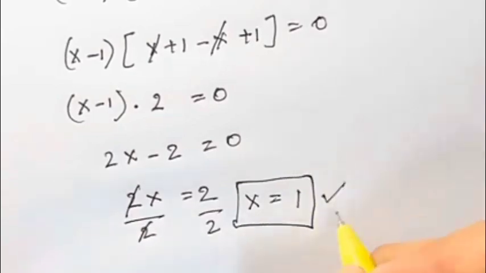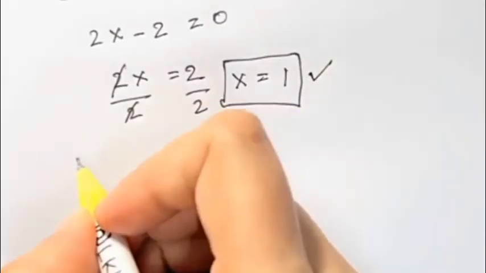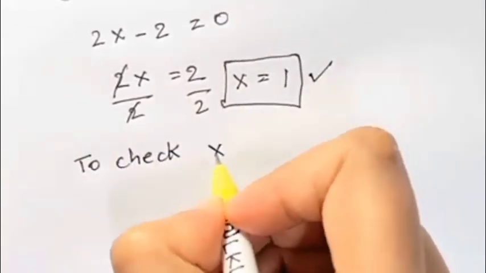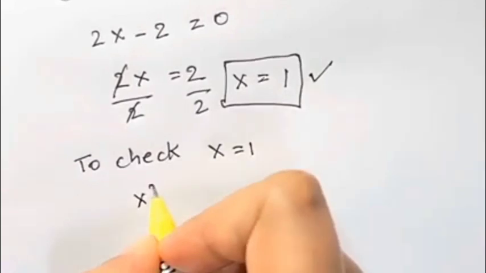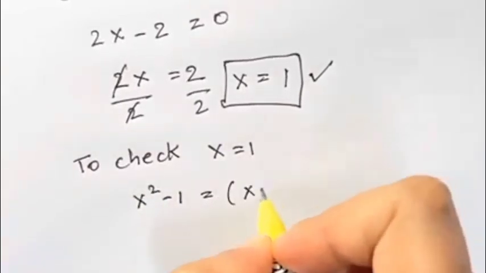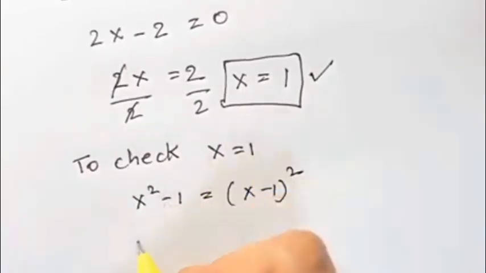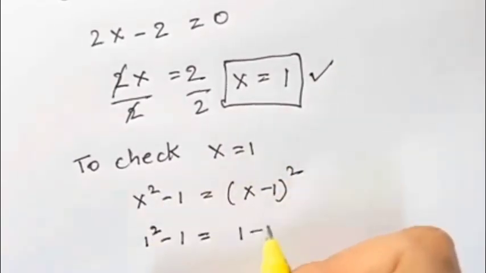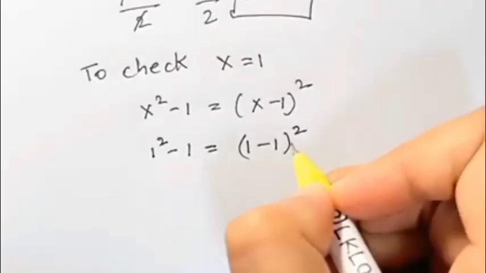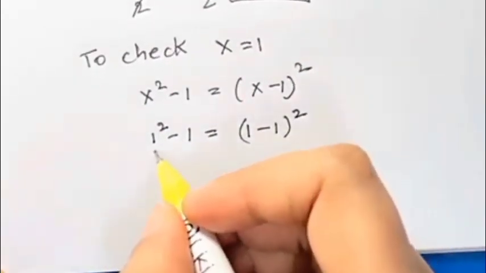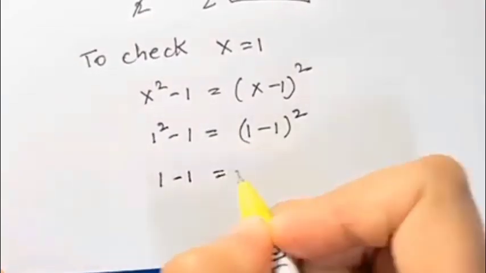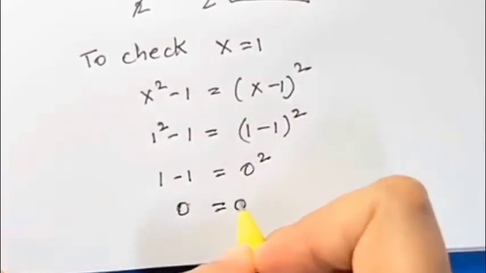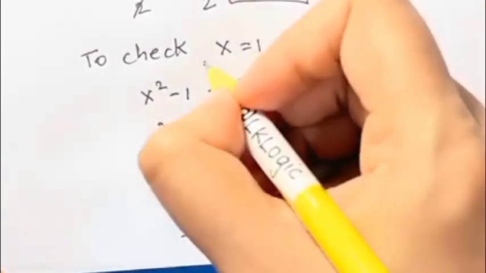So if you want to check that this value is right or not, let us substitute. To check, x = 1. x² − 1 = (x − 1)². Let's substitute 1 back in this. So we have 1² − 1 = (1 − 1)². That is, 1² is 1, so 1 − 1 is equal to (1 − 1)², which is 0 squared. So 1 − 1 is 0, 0 squared is 0. And that's true for the value of x = 1.